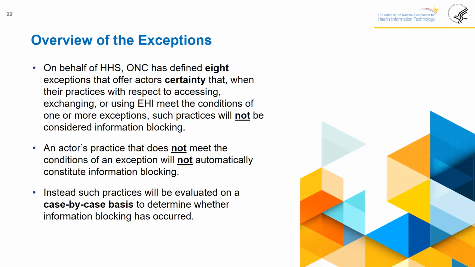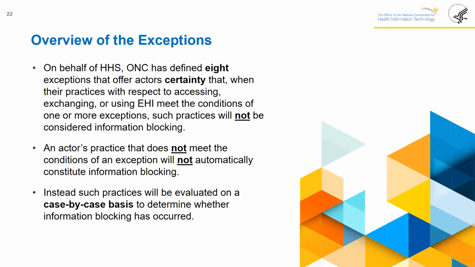In many ways, our exceptions operate much like the Office of the Inspector General's anti-kickback statute safe harbors. As Elise mentioned, and maybe Mike as well, we proposed 7 exceptions, but we ended up with 8, and we've added the content and manner exception. I'll spend a little extra time explaining the content and manner exception because it's new, so there's a lot of new information there, but also because it's really important because it acts as a funnel of sorts to some of the other exceptions, like the fees exception, the licensing exception, and the infeasibility exception.